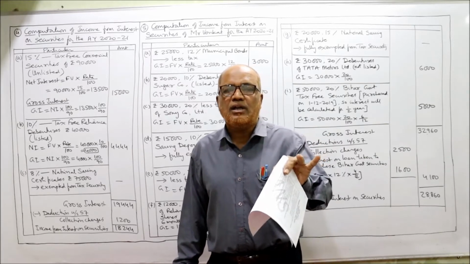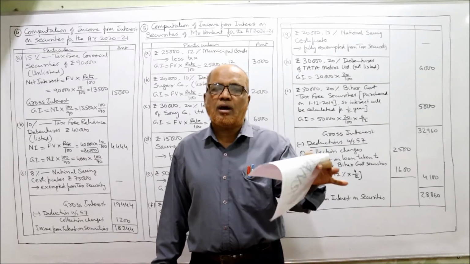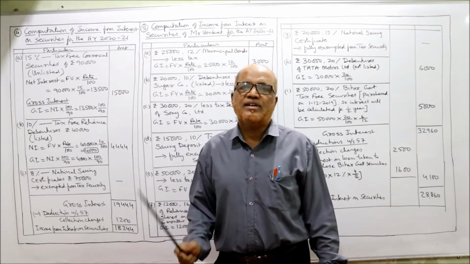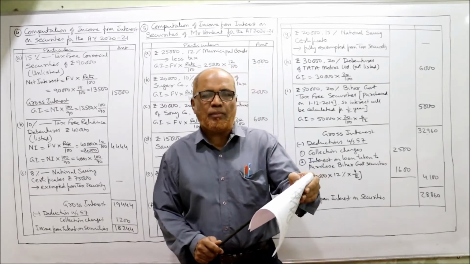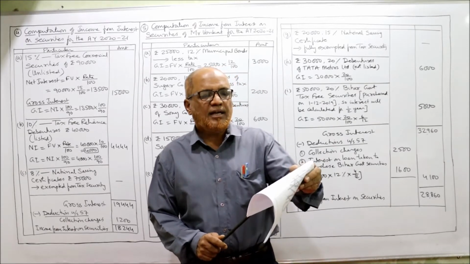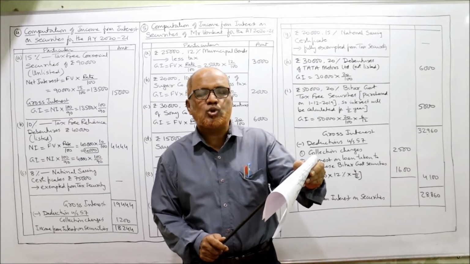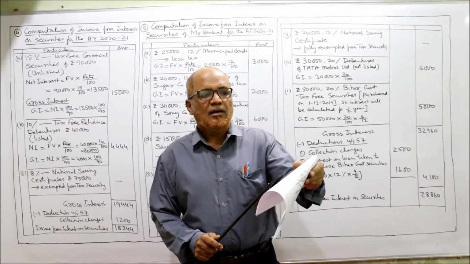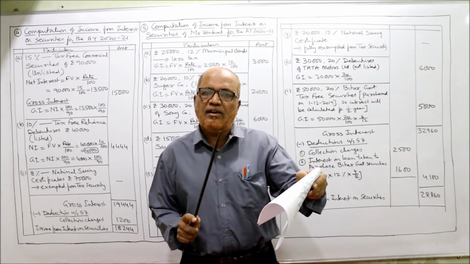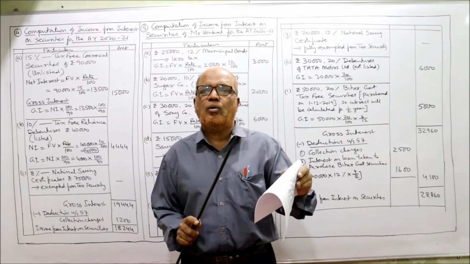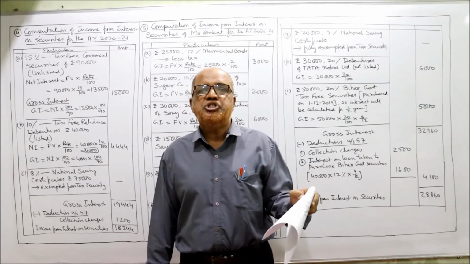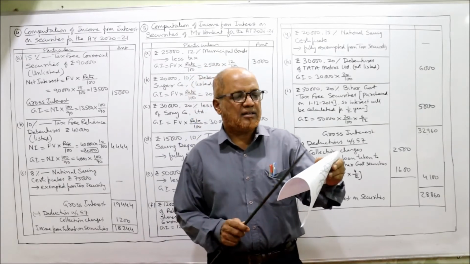For less tax security, whether it is government or commercial, only one step. GI is equal to face value into rate by 100. So here municipal bonds, GI is face value into rate by 100. Then 20,000, 10% debentures of sugar company listed. Nothing is given. Again, we assume it is less tax. Specifically, if tax free is given, then only we have to treat tax free. Otherwise, it will be a less tax. Only one step. GI is equal to face value into rate by 100.